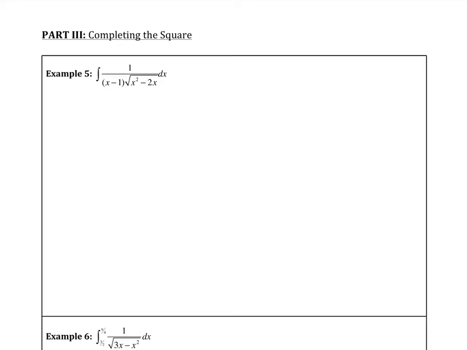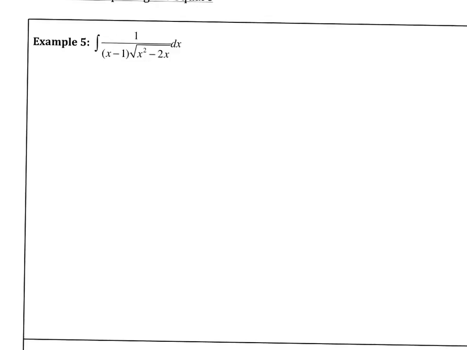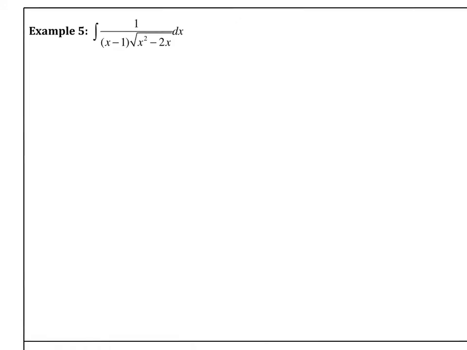But let's at least first start looking at why we might need to complete the square. All right, so here's the thing. This integral looks like a hot mess. It's actually not that bad. But notice, first of all, we don't see the function-derivative pattern. Not the way that we want it, right?